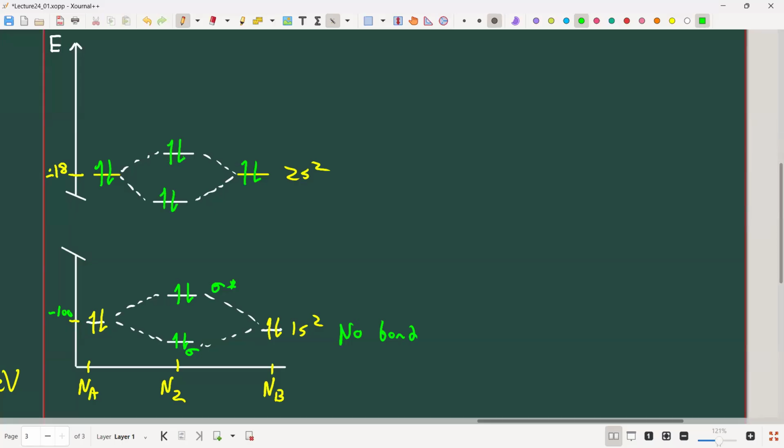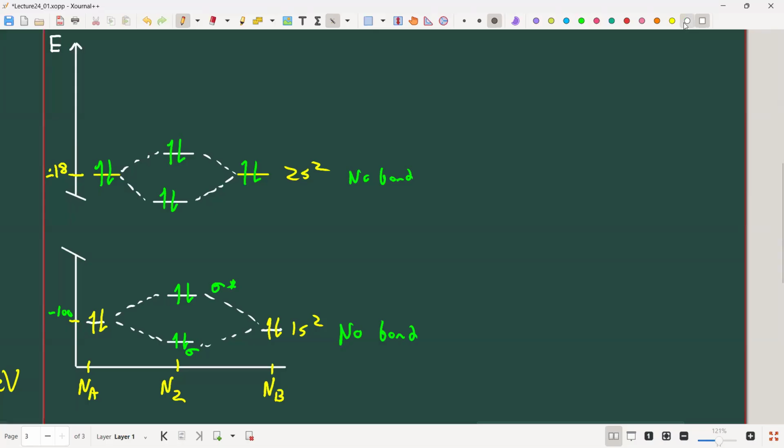Right, so at least at the first limit, these 2s orbitals don't contribute at all to this bond. No bond. Okay, and then we're left with the p's, which are at minus 12. Right, so we have 3 equivalent p orbitals and 3 equivalent p orbitals. And each one, right, is half filled.